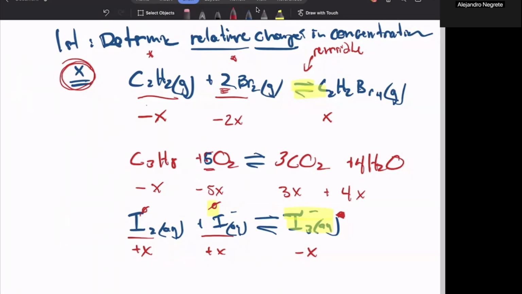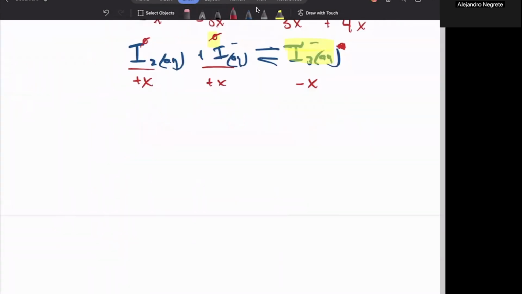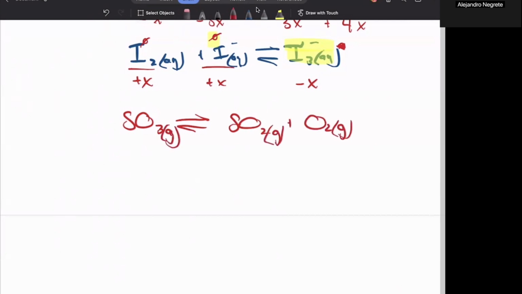Calculating some equilibrium constant. Let's take a look at some values here. How about SO3? We're going to make SO2 plus an oxygen. All of these are in gas phase.